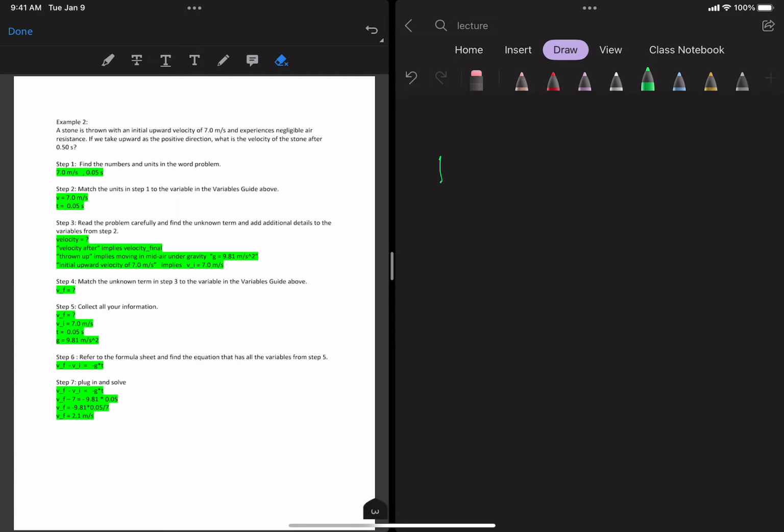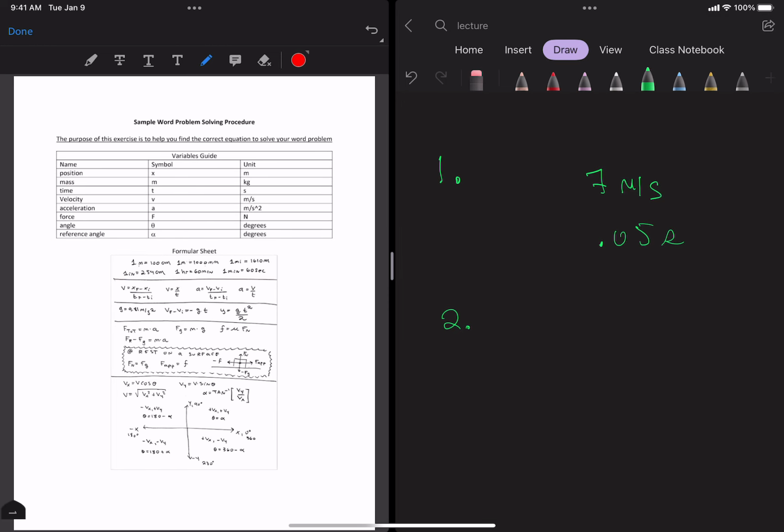So step 1 is to scan the word problem for numbers and units. There's one here, which is 7 m/s, and there's another one here, which is 0.05 s. So that's step 1.